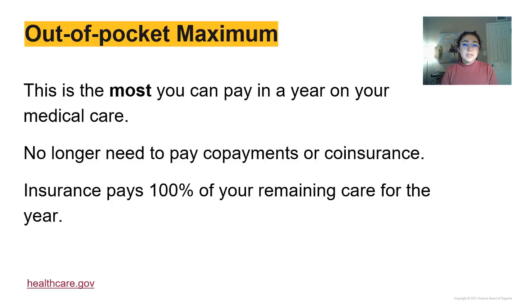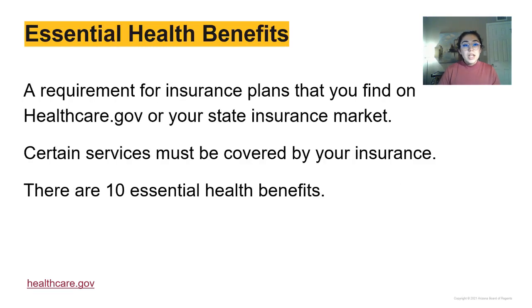Next is an out-of-pocket maximum, and this is a set number by your health insurance plan. It is the maximum number that you will have to pay in a year. And once you hit that payment number, you no longer have to pay anything. Your insurance will pay 100% of your care. Essential health benefits is a requirement that insurance plans that you find on healthcare.gov or a state health insurance exchange have to abide by and have to provide for you. And so these must be covered to some extent by your insurance plan, and they're generally described to be 10 essential health benefits.